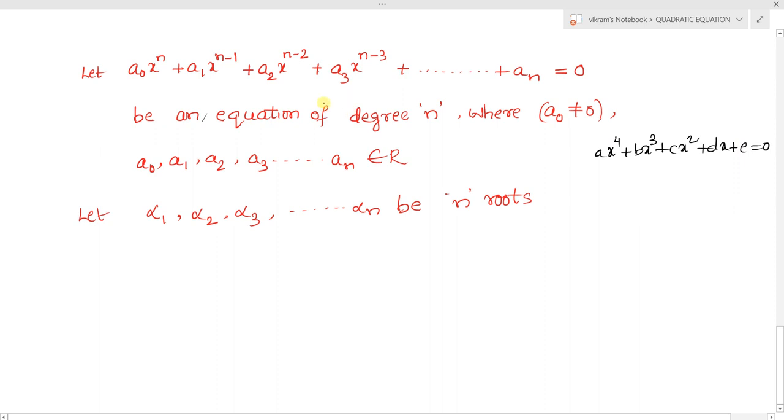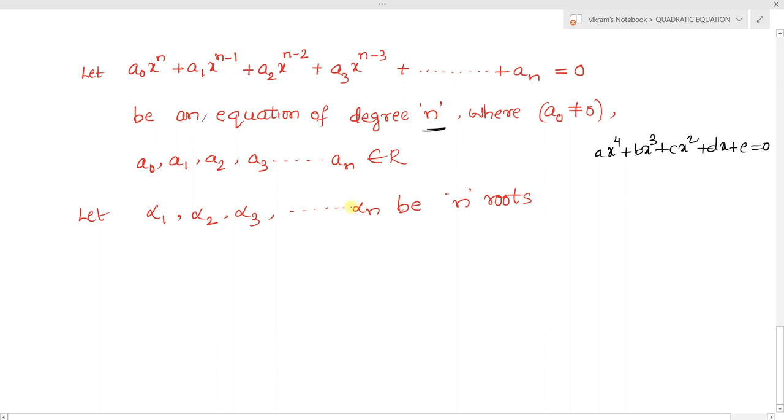Be an nth degree polynomial equation where a naught is not equal to 0. If a naught equals to 0, that will be an n minus 1 degree polynomial. Now, a naught, a1 and the other coefficients are real numbers, and consider the roots alpha 1, alpha 2, alpha 3 up to alpha n to be the n roots of the given polynomial equation.